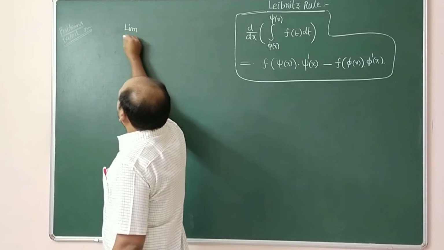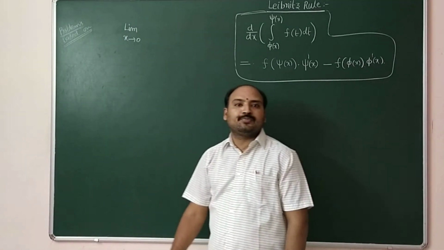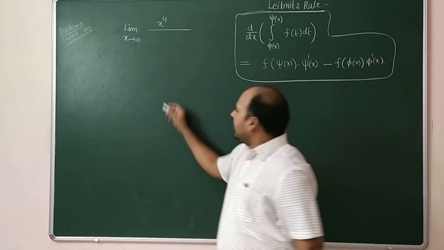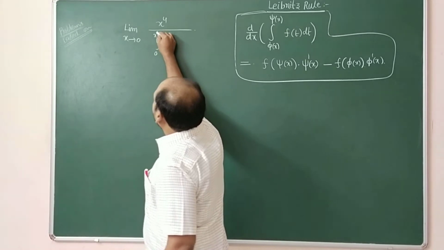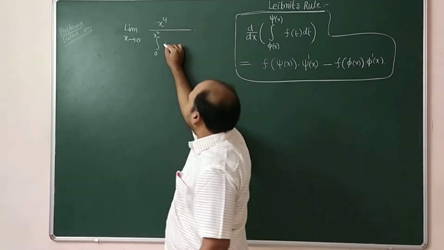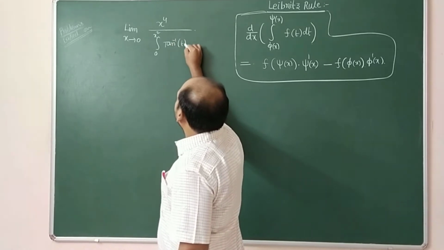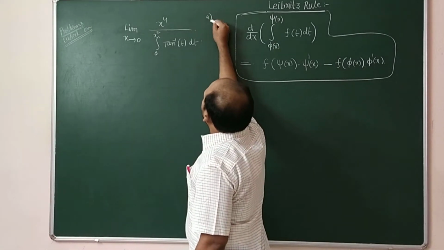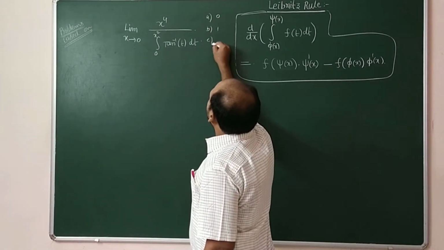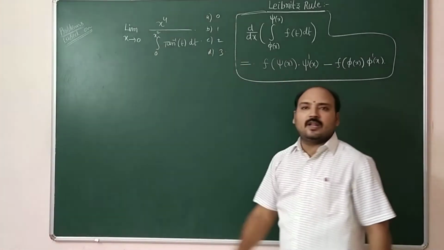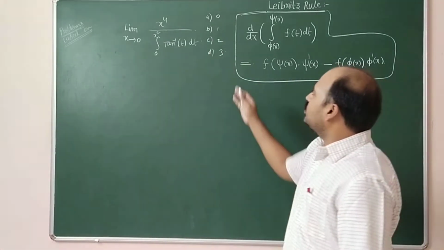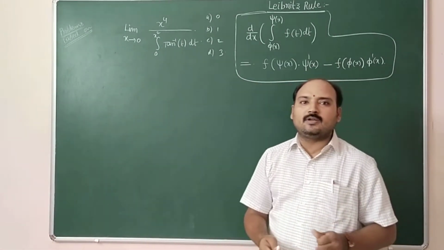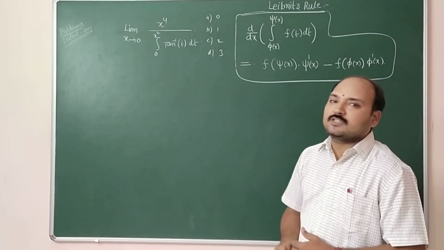Limit x tends to 0, a general question, x power 4 divided by integral 0 to x square tan inverse t dt. Like this, they will give the question. Options will also come: 0, 1, 2, 3. Like this, options will be there. See how to do this type of question. Regularly they are asking it in JEE Mains and MCET, competitive exams related to mathematics.